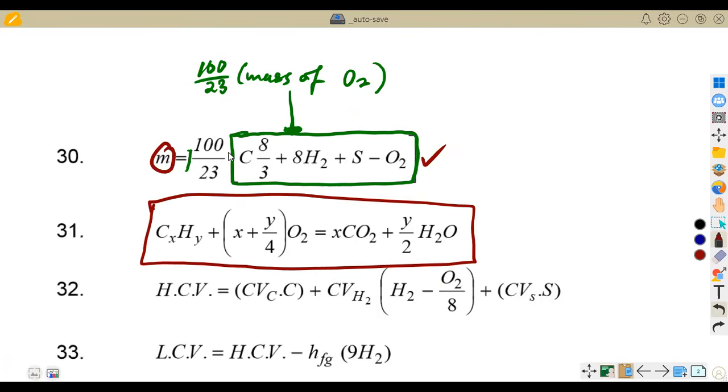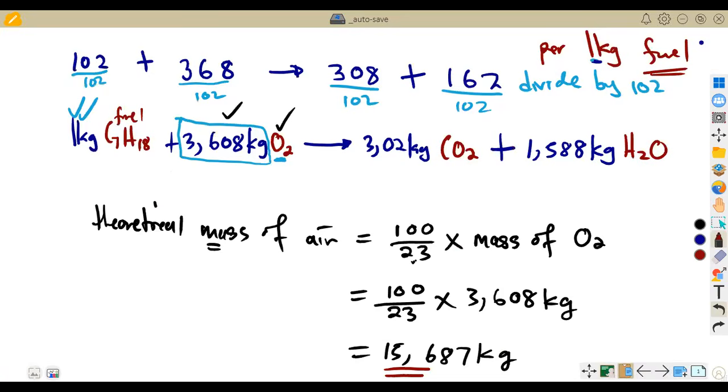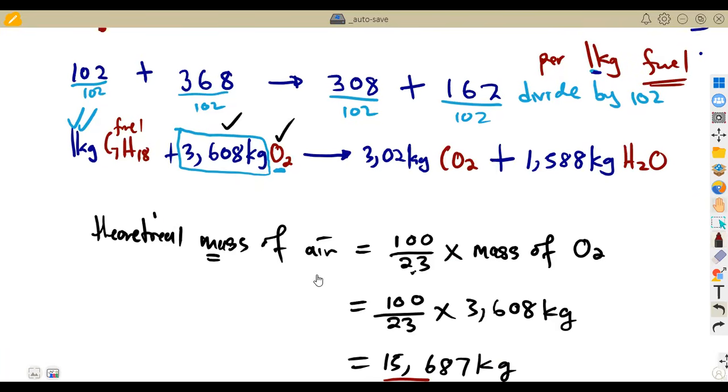But this formula was directly giving us the mass of air. There are no adjustments. You are obtaining it directly from those percentages that you are given. You are obtaining exactly the theoretical mass of air. But with this one, you have to play around now with the mass of oxygen. Then you use that mass of oxygen to determine the theoretical mass of what? Mass of air in this case. So that was our question.